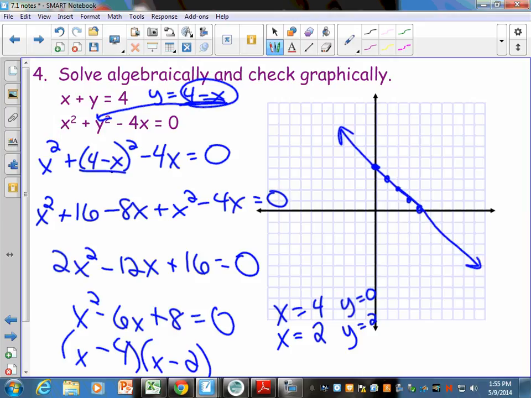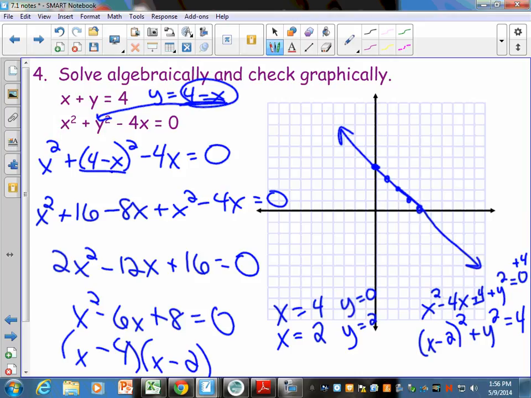Can I graph this circle right now? X squared plus y squared minus 4x, or what do I have to do first? Yeah, we got to do what we did on Wednesday. We got to complete the square to put that in standard form, so I'm going to do that over here. X squared minus 4x, leave a spot, plus y squared equals 0. So that would be a plus 4, and I put plus 4 on the other side. So that would be x minus 2 squared plus y squared equals 4.